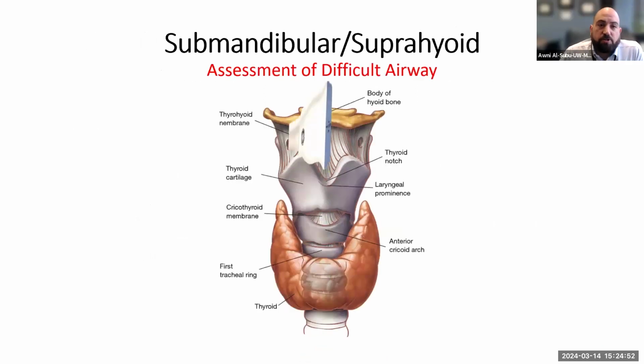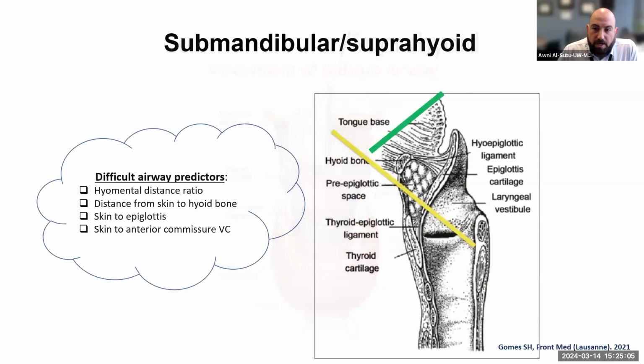So now we'll transition to the submandibular suprahyoid view. This is the view that we use mainly to assess the likelihood of a difficult airway. When you look at the literature about this area, there are a lot of indices that people evaluate and measure, but the most common one out there is the hyomental distance ratio, and we'll talk about that.